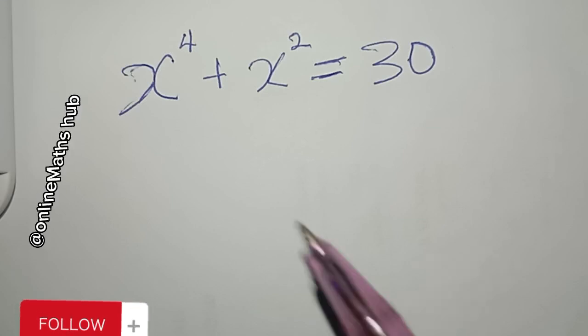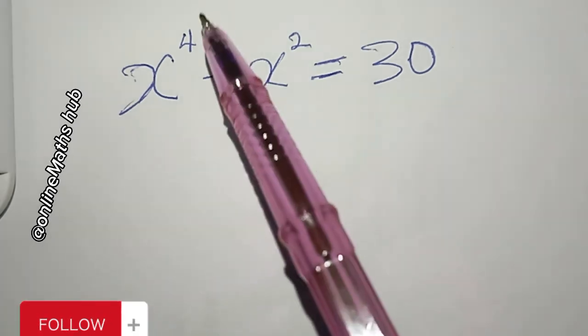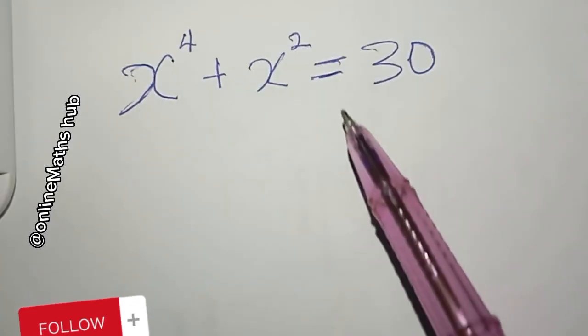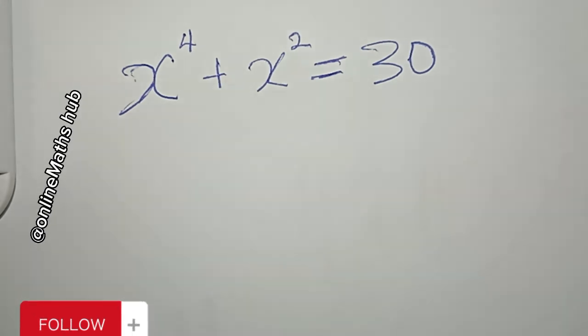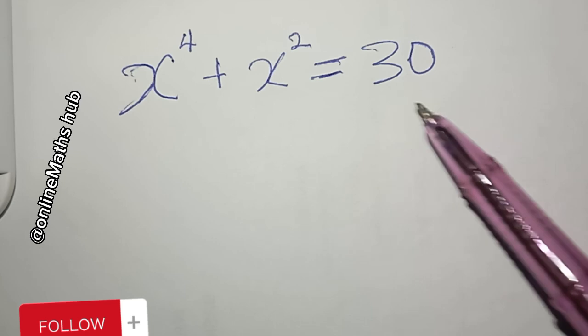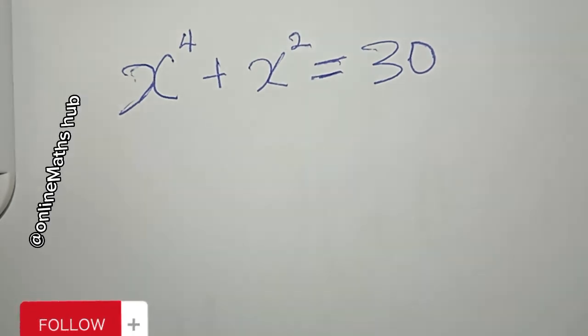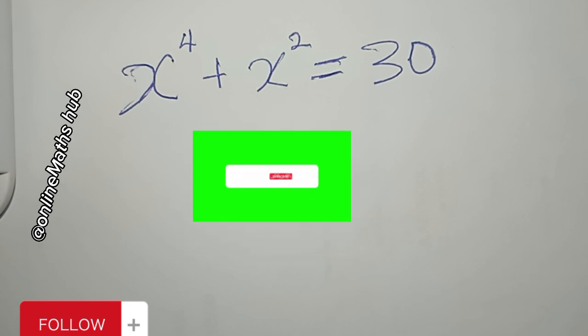We have this problem to solve. This is x power 4 plus x power 2 is equal to 30. We want to find out the values of x that actually satisfy this problem, and we're going to be solving that in this video.